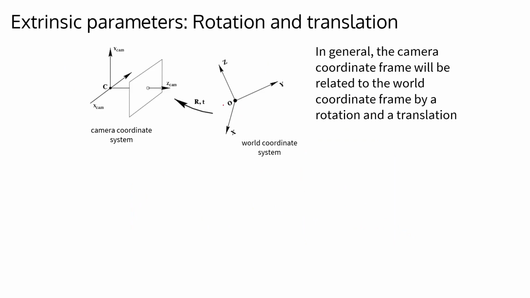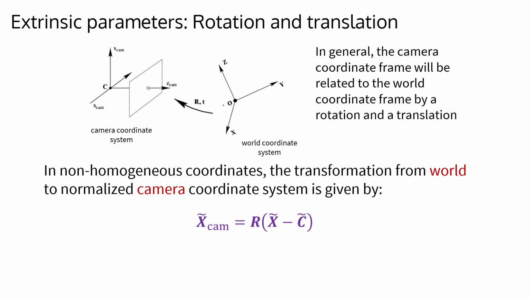In general, the camera coordinate frame would be related to the world coordinate frame by a rotation and a translation, as we saw before. So in non-homogeneous coordinates, that means we are not adding this last one.